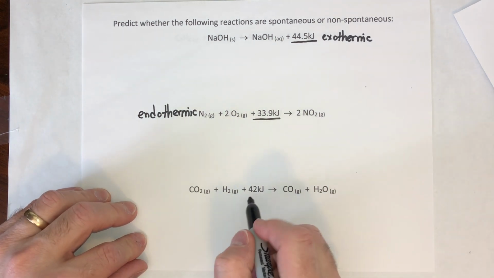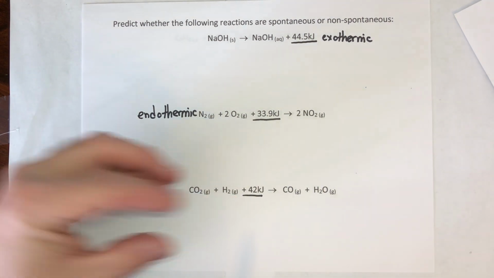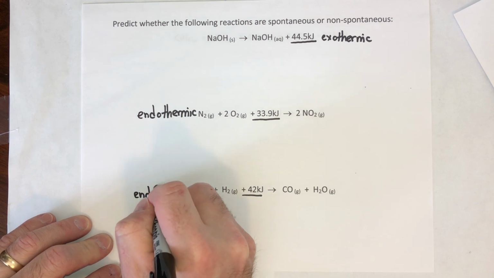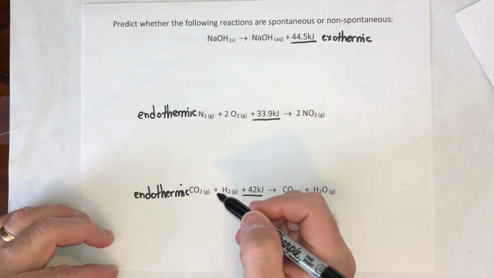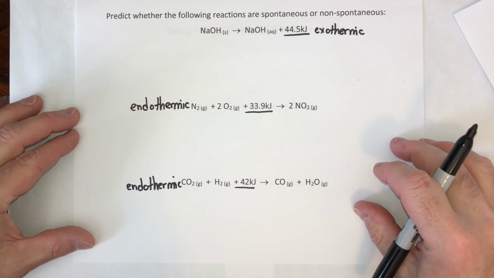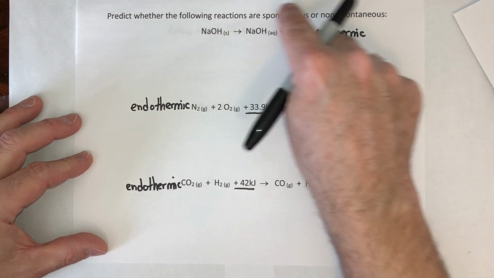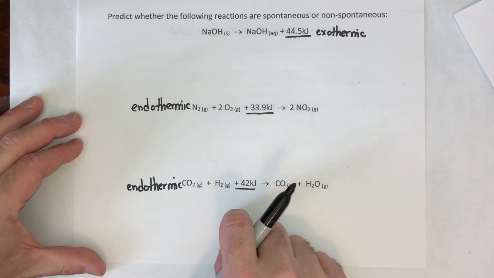Same thing for this last one, right? My heat here is on the reactant side. So I'm adding it like a reactant. So this one here would be endothermic. Okay. If you have heat built into your equation, those are probably the easiest ones to tell exo versus endo. Exothermic, the heat is a product. Endothermic, the heat is a reactant.